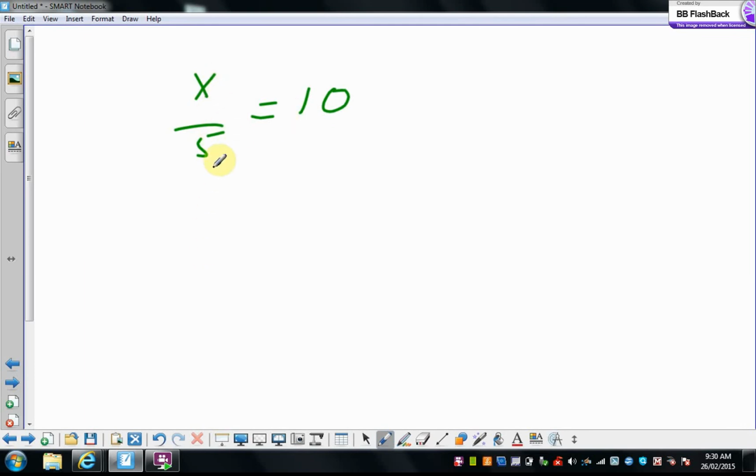So when you have a 5 on this side with the x, so there's x and a 5, I want to get rid of the 5. It's dividing here, so when I bring it across, I got to multiply. Multiplying goes with division. They're opposite operations, so x is equal to 50.